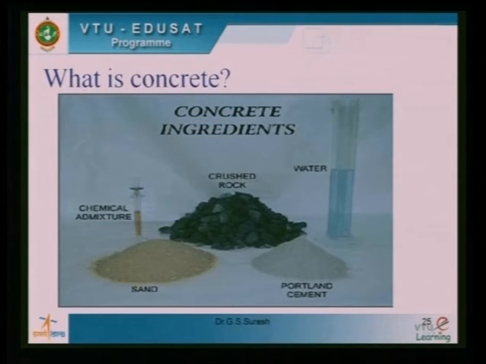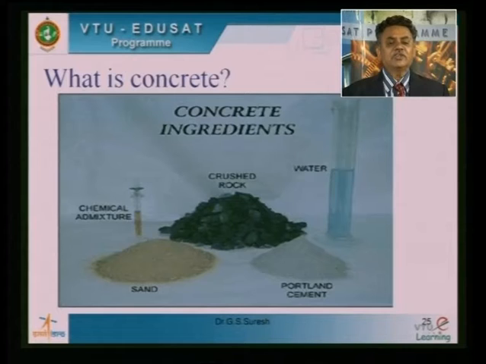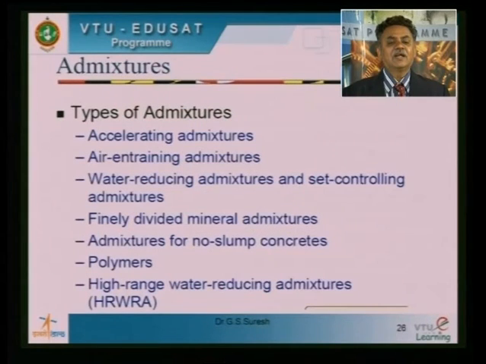Here is another illustration of the materials we use. Water is shown here, crushed rock is shown, and also the chemical admixture which I told you about; to improve the properties of the concrete we use this chemical admixture. Admixture itself is a big subject which should be studied, but briefly I will tell you the types of admixtures which have been taught to you in your course on concrete technology.